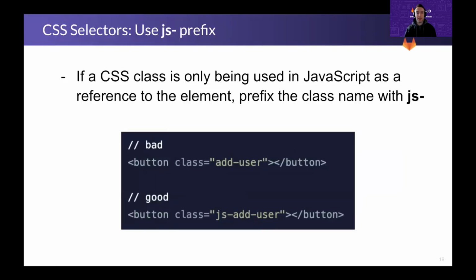If a CSS class has only been used in JavaScript as a reference to the element, prefix the class name with js-. This makes it very easy to see which classes are being used only for JavaScript and which are actually being used in CSS for styling. It also makes it very easy to search for a CSS class and find where that class is being used to mount a JavaScript application or any logic in JavaScript files.